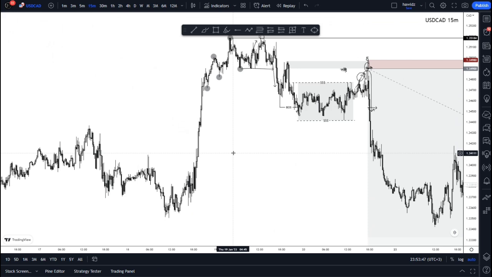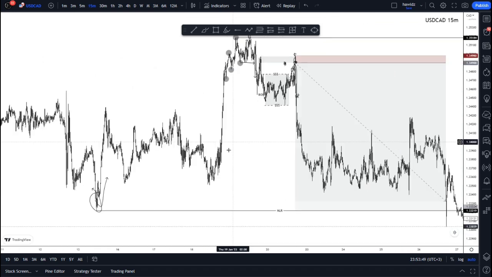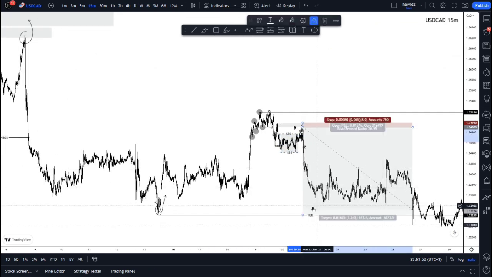Now, I hope this piece of information was very informative. As you can see, price went down, ran perfectly towards our take profit target right here, which was a 167 pip take profit target with an 8 pip stop loss, leading to a 1 to 20 RR trade. Now that's it on this one.